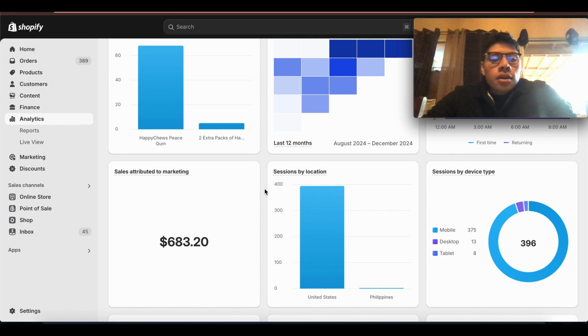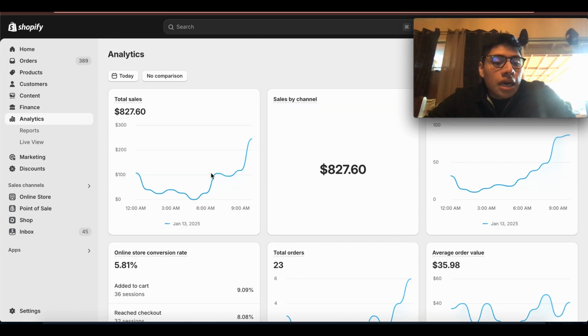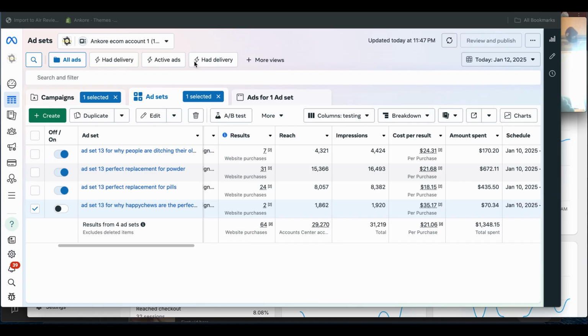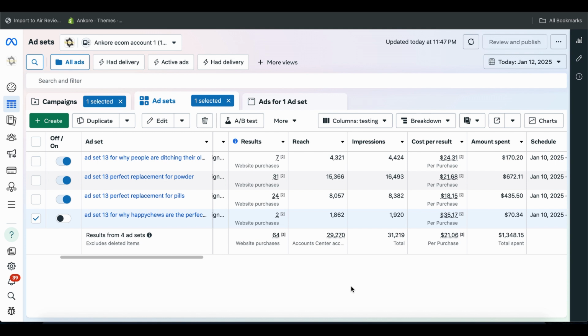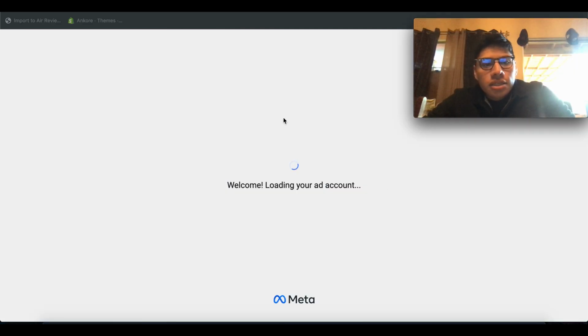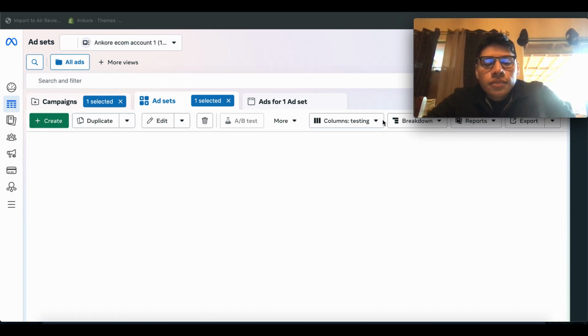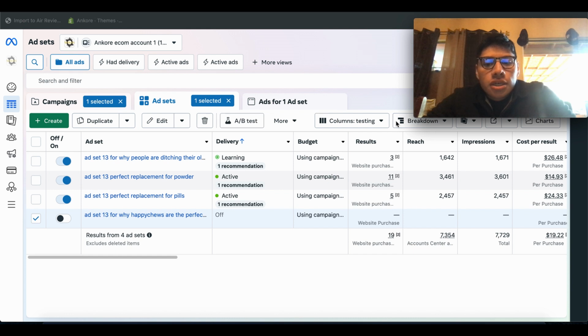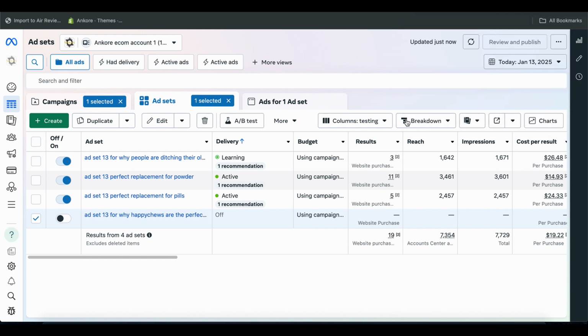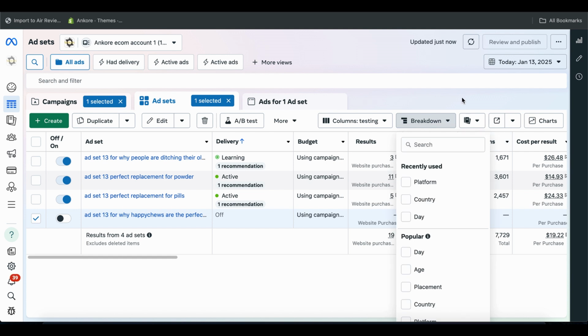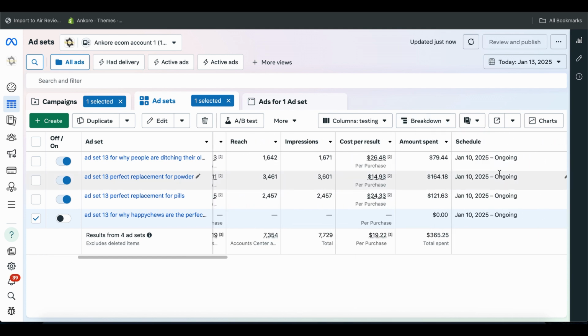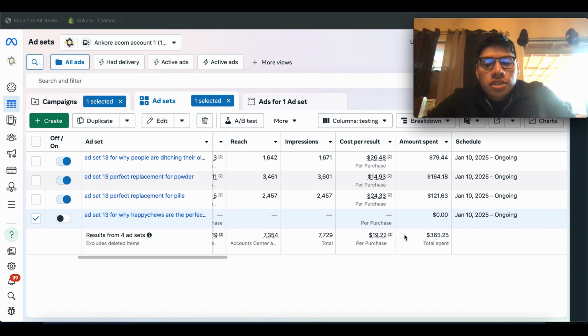So let's check how much we've spent compared to how much we've made. So far 827.6, and we've made... let's check. Let's take off the breakdown. Wait, hold on. We've spent 365. So I am gonna check what our cost per acquisition is.